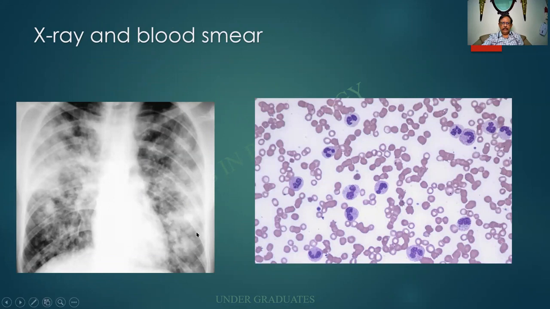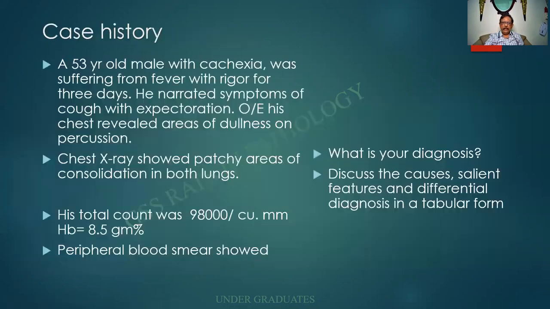So this is the picture. There are shadows in both the lungs, patchy areas of consolidation. And when I see the peripheral blood, this is what is there. There is a marked increase in the neutrophilic series. I hope you people are able to make a diagnosis. What is your diagnosis? Mention the causes, salient features, differential diagnosis in a tabular form.